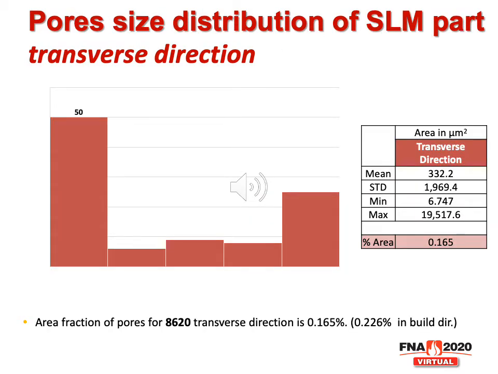The area fraction of pores for the transverse direction is calculated as 0.165%. So it's very close to the building direction. So basically, the area fraction of pores is not too much compared to the part. Okay, so the density of the part is high.